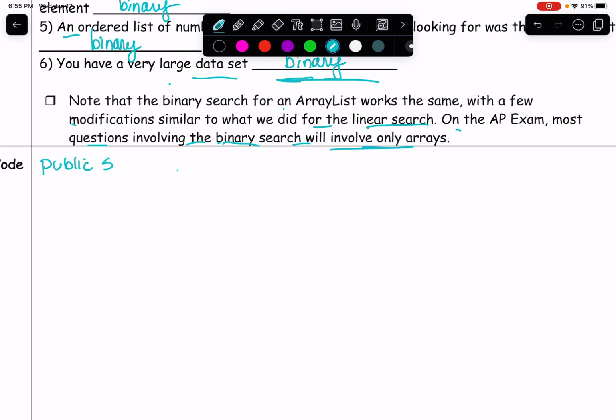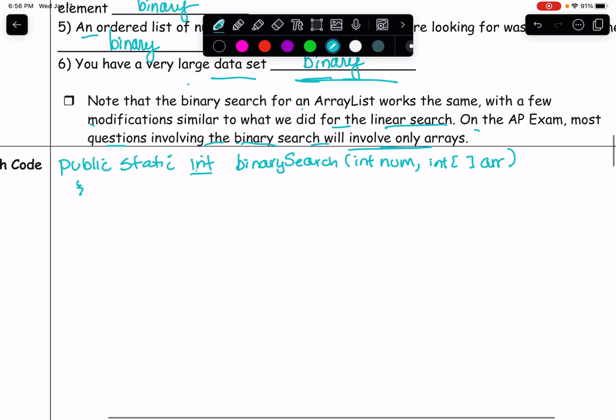So we have public static. We're going to return an int, so we're going to say where the middle one is, okay? And then we call this binarySearch. That's the name of the method. And we have to give it the number we're looking for, and then we're going to use an integer array called ARR. All right? So remember what we did.